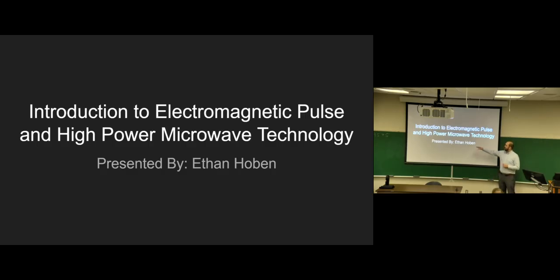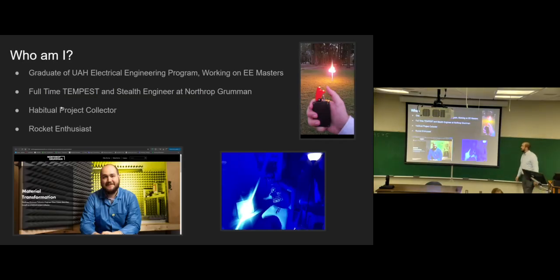This is presented by me, Ethan Hoban. Who am I? I'm a graduate of the UAH Electrical Engineering undergrad program here, and I'm working on my thesis now. Soon I will no longer have to do school. Yay. We'll see. I'm employed at Northrop Grumman. You can see me in my famous picture there. I'm a full-time Tempest engineer, and recently given additional tasking as a stealth engineer and electronic warfare engineer at Northrop Grumman. 60-hour weeks, yeah. Habitual project collector.